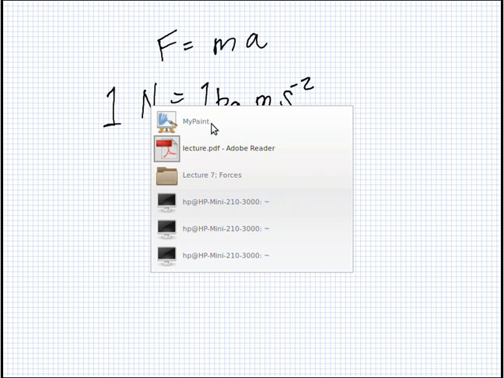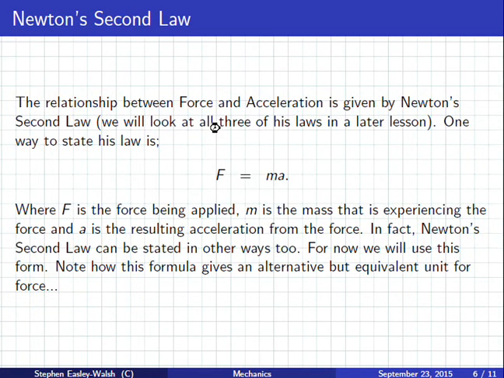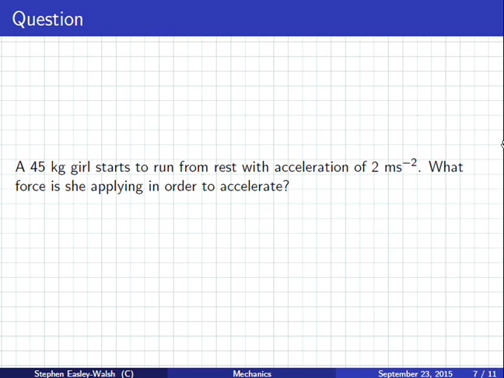Okay, back to the slides here. Right, so here's a simple one here. You have a 45 kilogram girl, and she starts to run with acceleration of 2. So what is the force required to get this 45 kilogram girl accelerating with acceleration of 2? Well, that's simple. It's the formula F equals ma, which is 90 newtons. How did you get 90? 45 multiplied by 2. So I won't even write that down.